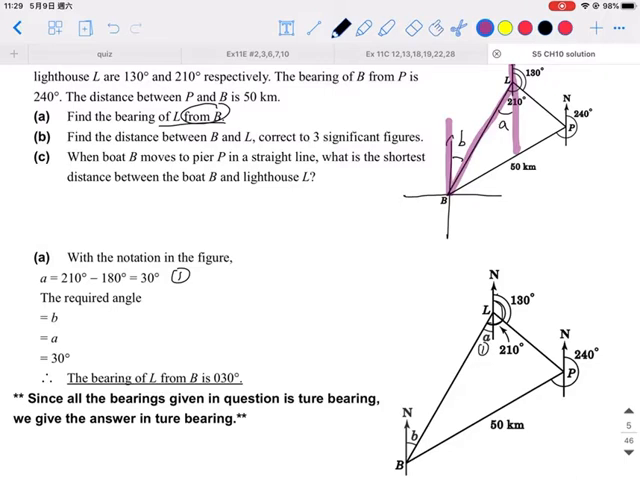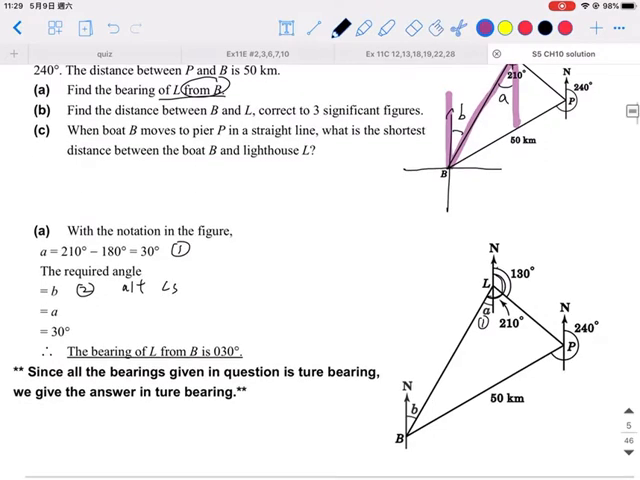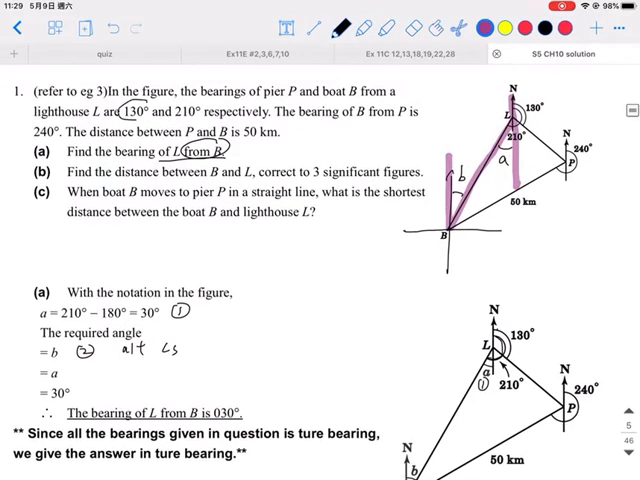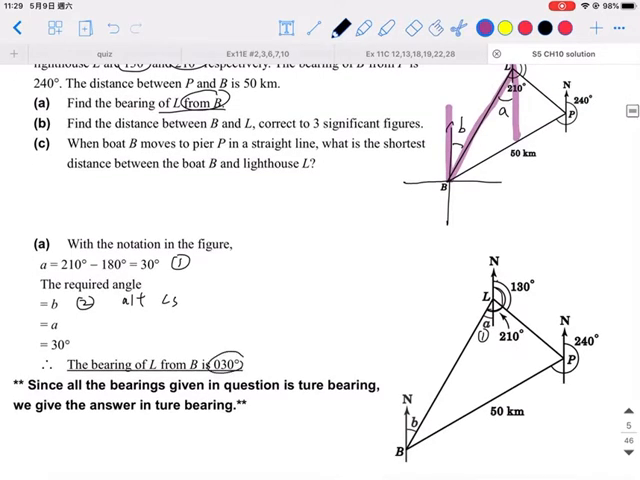For the second part, it is by alternate angles. So that means B is 30 degrees, and so the bearing is 30 degrees. Whether we give a compressed bearing or true bearing depends on the question. If the question gives us a true bearing, then our answer will be a true bearing. And if the question is in compressed bearing, then I can give the answer in compressed bearing.